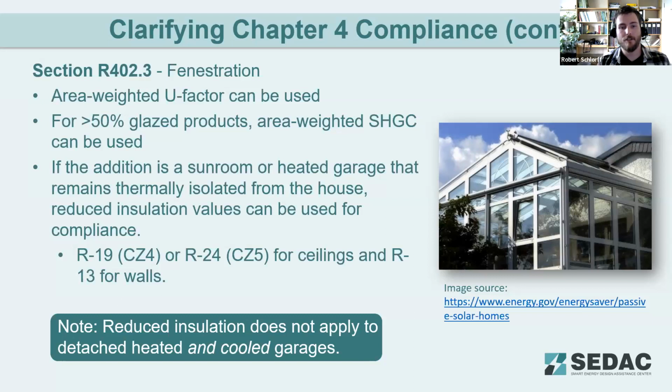If the addition is a sunroom or heated garage that remains thermally isolated from the house, reduced insulation values can be used for compliance. Those reduced values are shown there below. So R19 or R24 for ceilings and R13 for walls. Pay attention to the note there at the bottom of the slide. Reduced insulation does not apply to detached heated and cooled garages, because if it is heated and cooled, then that is conditioned space and it would need to comply with further requirements in the code.